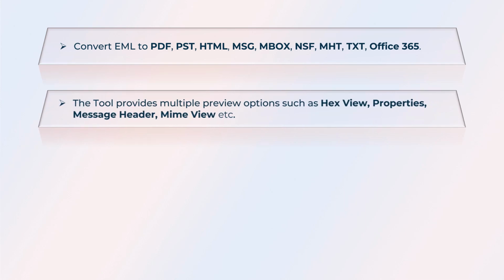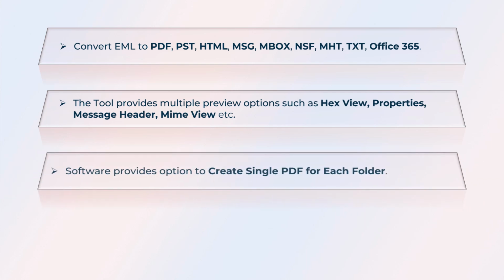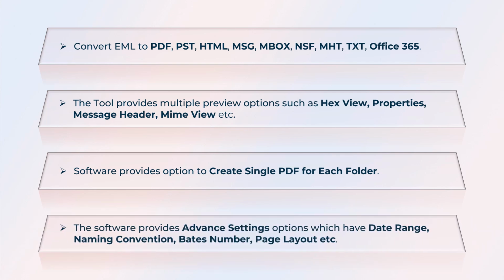EML to PDF converter tool has multiple preview options like hex view, properties, HTML, attachment etc. Software provides option to create single PDF for each folder. The software provides advanced settings options which have date range, naming convention, base number, page layout etc.